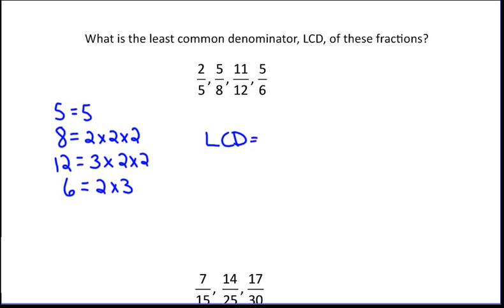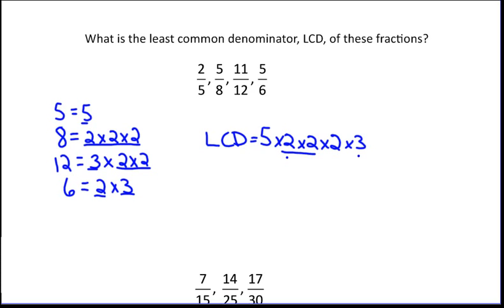We will need a 5. We will need 2 times 2 times 2. We will need a 3. We need 2 times 2, which we already have. We need a 2, which we already have. And we need a 3, which we already have.